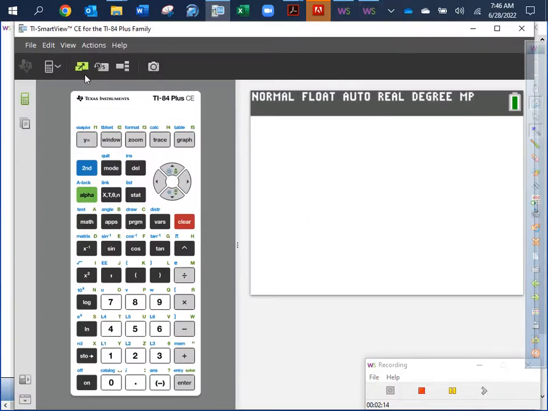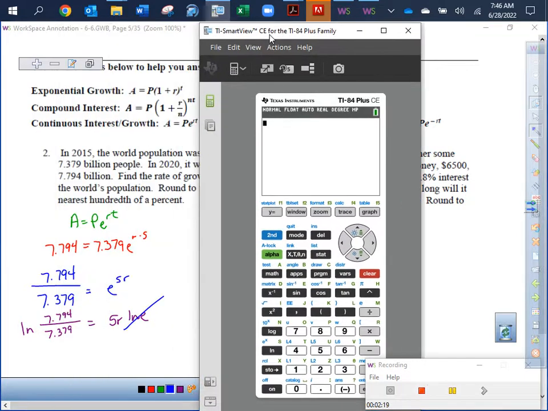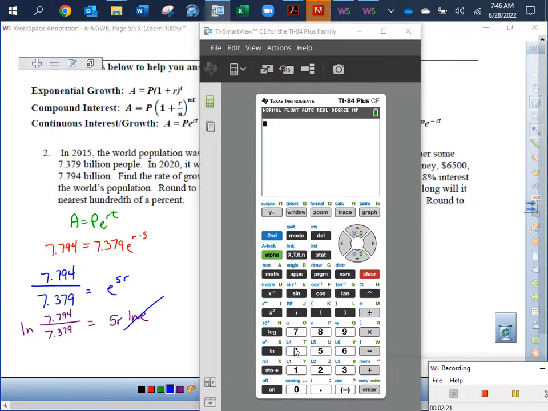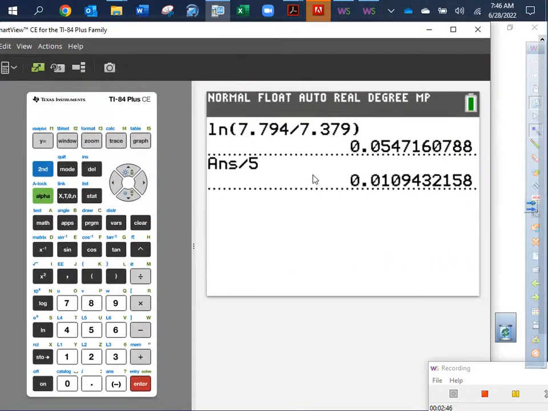So what I'm going to do is punch this in my calculator. I am going to do the natural log of, remember it starts with a parenthesis, 7.794 divided by 7.379. Close up my parentheses. I'm going to hit equals. And this is the number that I just have to divide by 5 to figure out what r equals, and there we go. r is this small little guy right here, just so you can see.